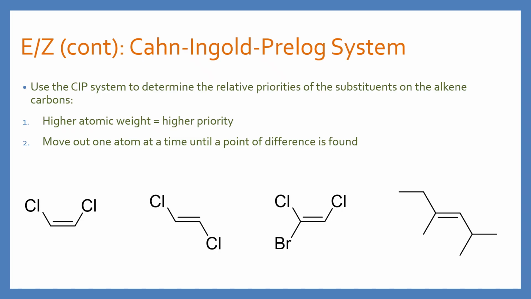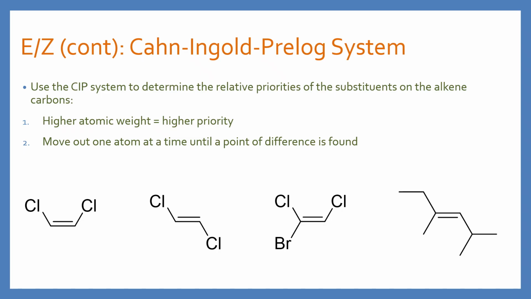So you use the Cahn-Ingold-Prelog system to determine the relative priorities of the substituents on the alkene carbons. And the Cahn-Ingold-Prelog system goes by atomic weight. So the higher the atomic weight of an atom, the higher the priority. The part that's tricky is that you move out from your alkene carbons one atom at a time until a point of difference is found. Now, those words sound simple enough, but the idea is kind of tricky to explain without just working through an example. So I've provided 4 examples here on this page and then several more on the following page.